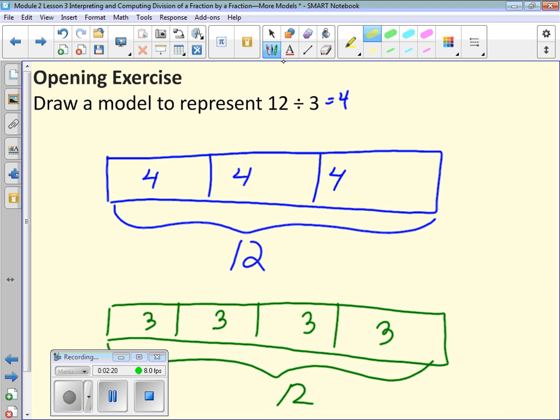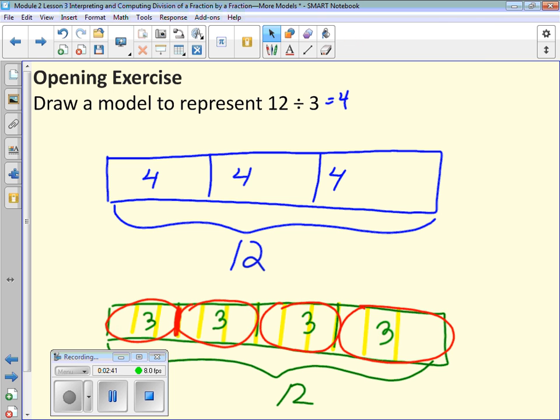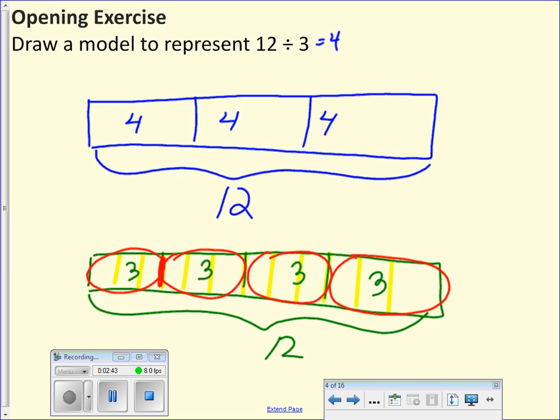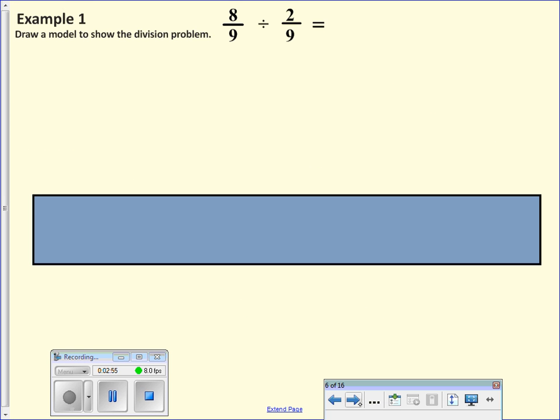Imagine that 12 was actually broken into your 12s. 1, 2, 3, 4, 5, 6, 7, 8, 9, 10, 11, 12. So if we look at it as here's a group of 3, here's a group of 3, here's a group of 3, and here's a group of 3. Right? That's the premise, the foundation of what we're going to be using to help us divide fractions by fractions. All right, so now let's continue and look at it in terms of fractions.